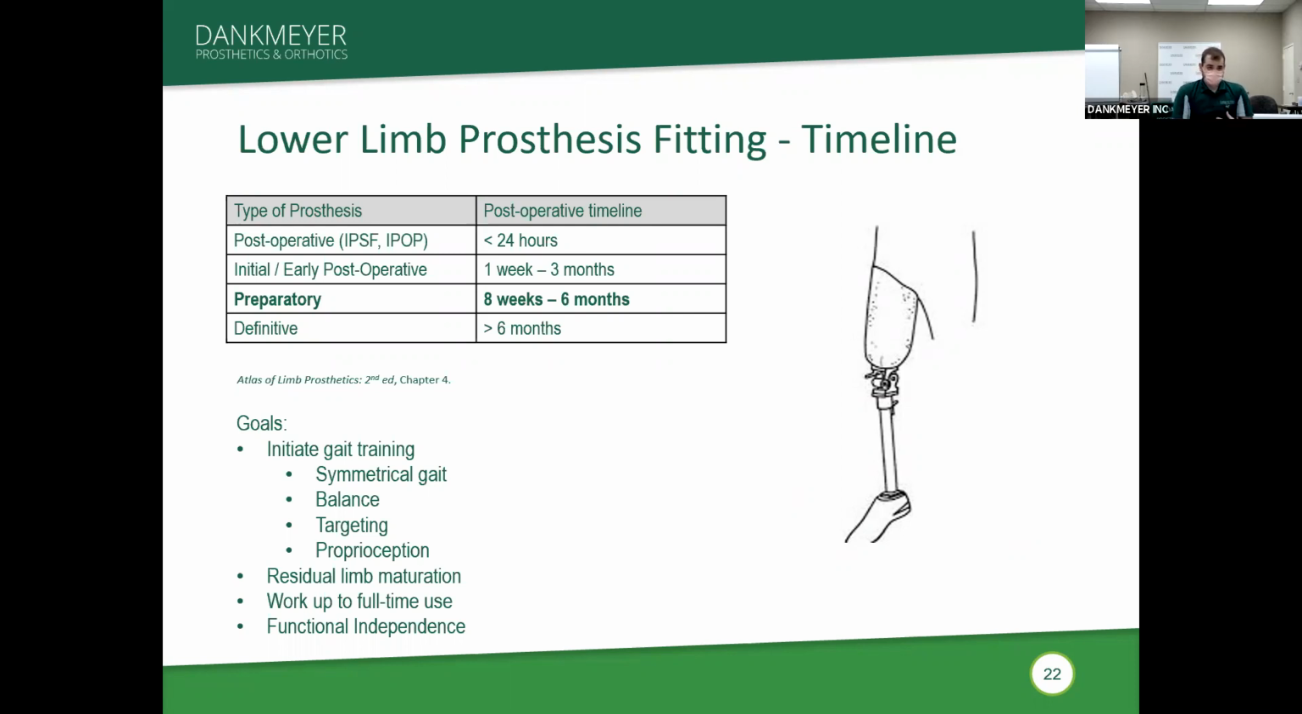Also during this initial time of rehabilitation with the preparatory prosthesis, we're looking to see the residual limb mature. We're expecting a lot of volume fluctuation to occur during this time, but we would hope that the fluctuation continues in a downward trend, meaning that they're continuing to lose volume as they're using the preparatory prosthesis.